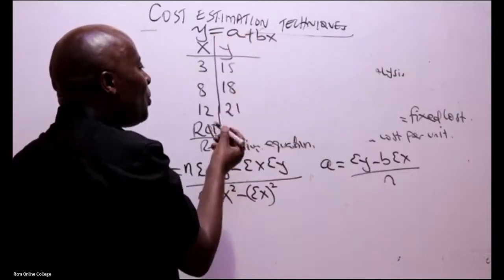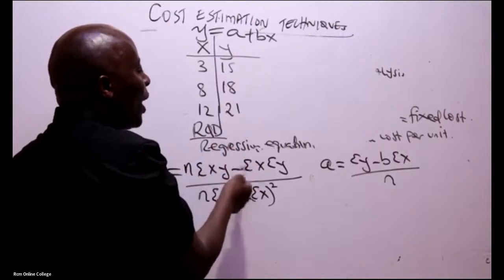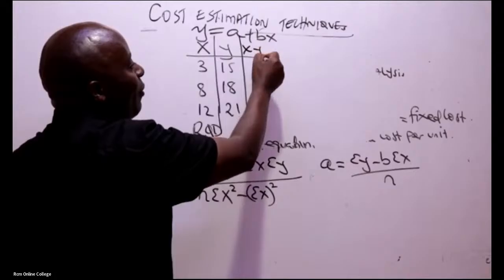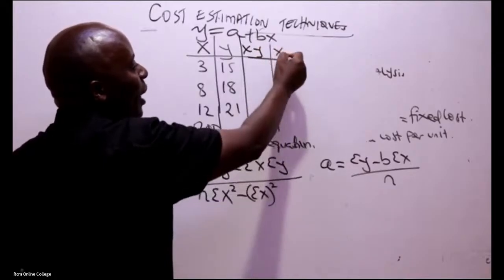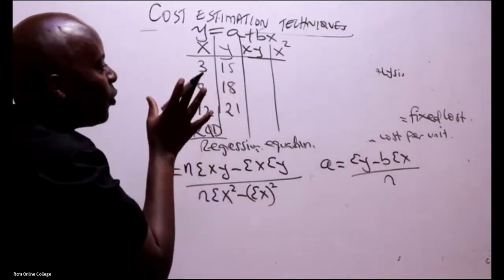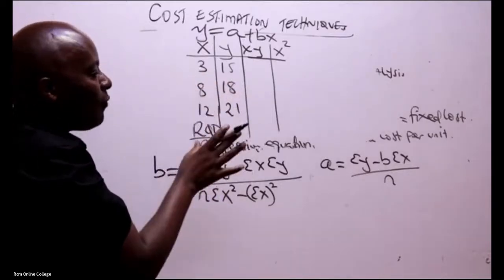If you give me this kind of data, how will I come up with this regression equation? Come here and create a column for xy and a column for x squared. If you're doing regression, you need those two columns: a column for xy and a column for x squared.